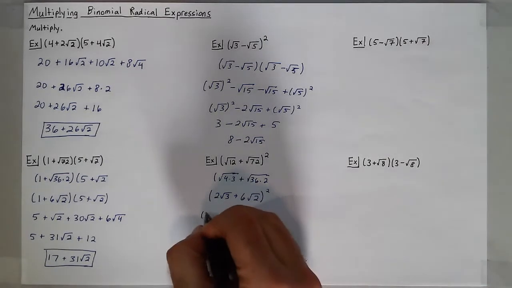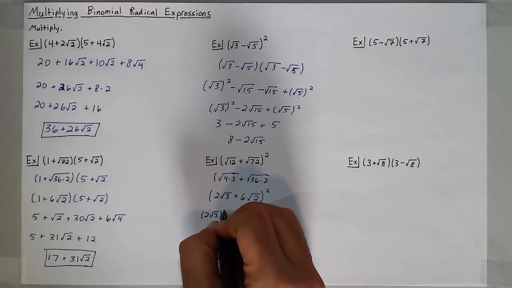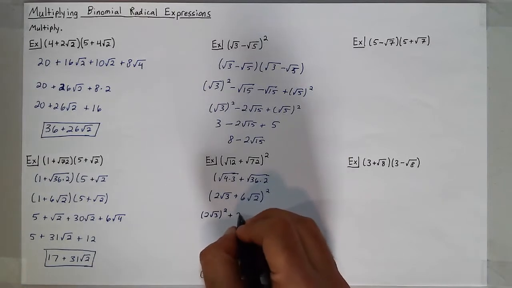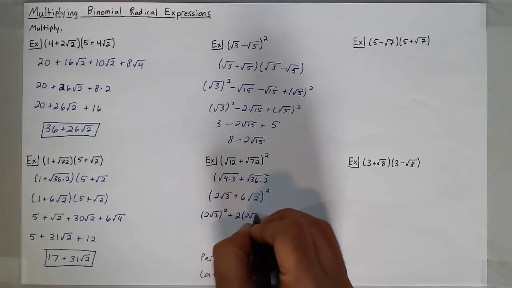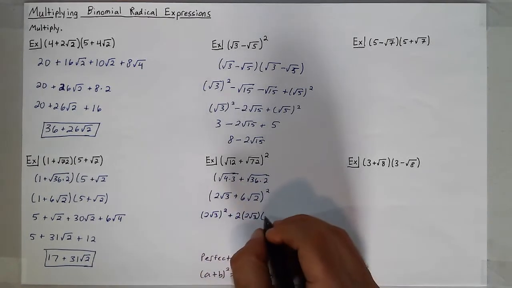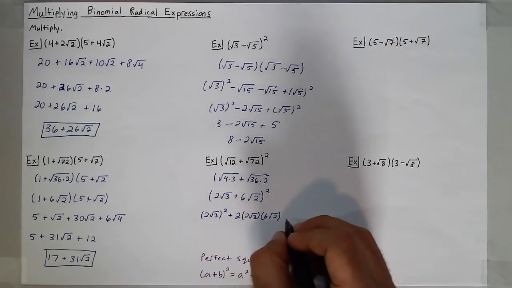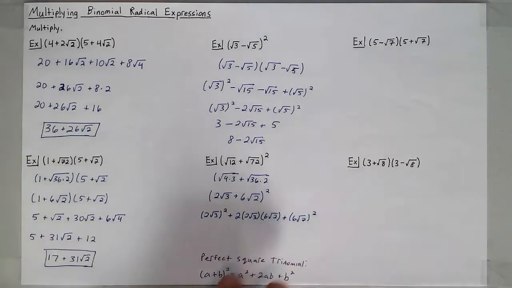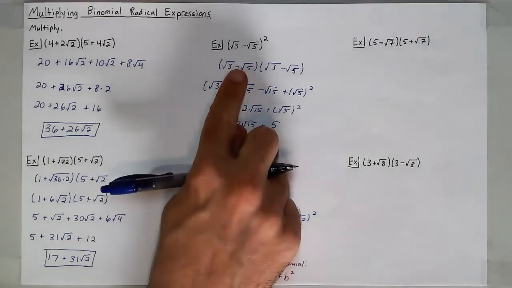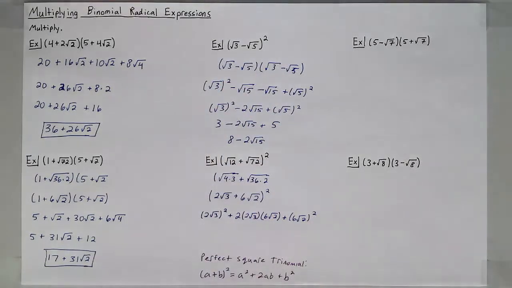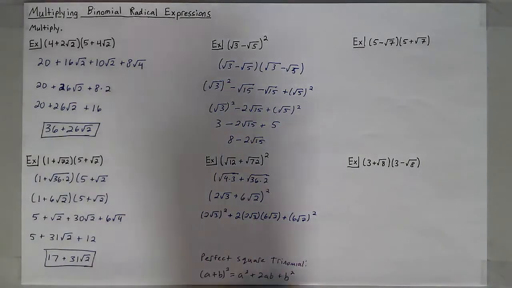So I'll have 2 square roots of 3 squared plus 2 times 2 square roots of 3 times 6 square roots of 2, and then plus 6 square roots of 2 squared. Just using that perfect square trinomial. And if you don't like this method, just write them side by side next to each other and FOIL it out. It will come out to the same solution.